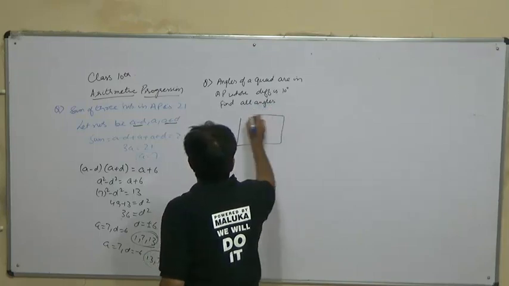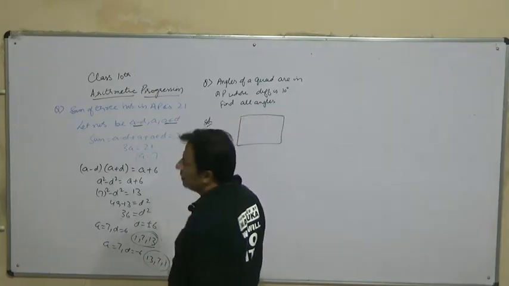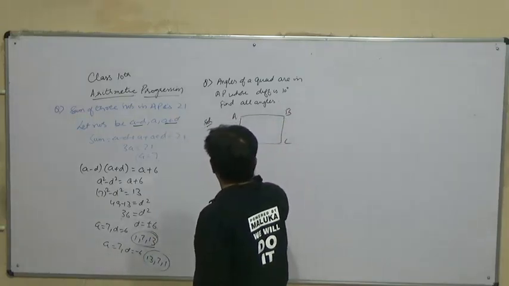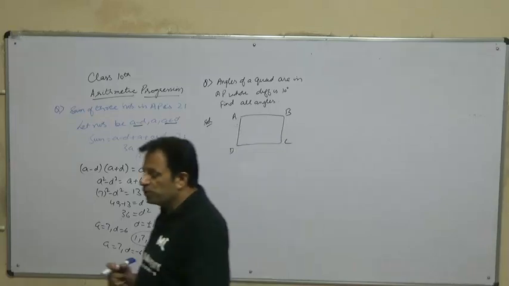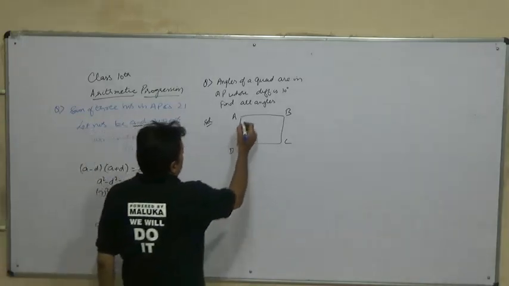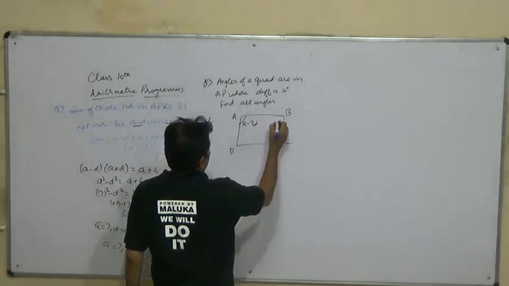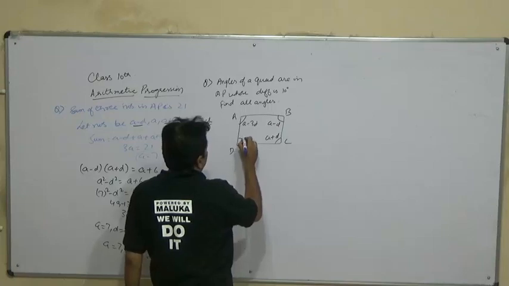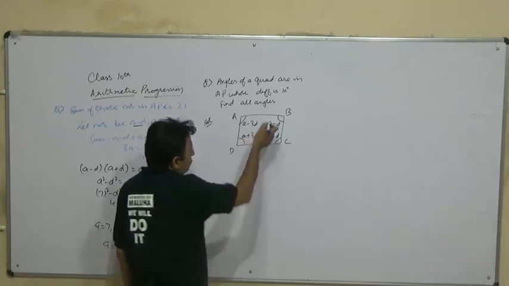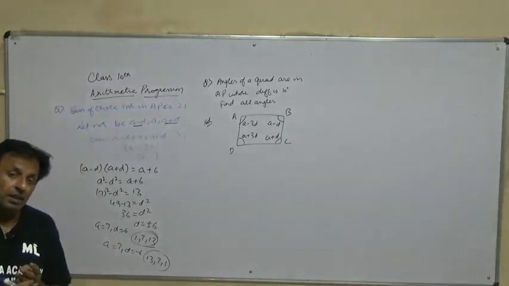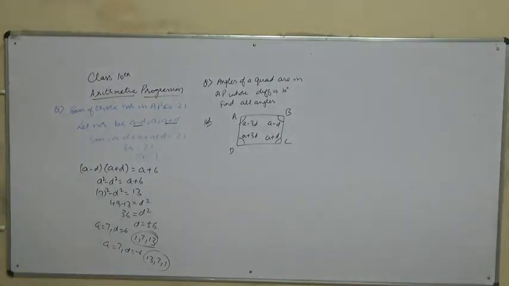So let us assume this is a quadrilateral. We have got 4 angles A, B, C, D. Now you want to suppose 4 numbers in AP. So what are the 4 numbers? We can assume that this is your a minus 3d, a minus d, a plus d and a plus 3d. So these will be the 4 angles. As we assume 4 numbers in AP, the same we have assumed 4 angles in the quadrilateral which are in AP.